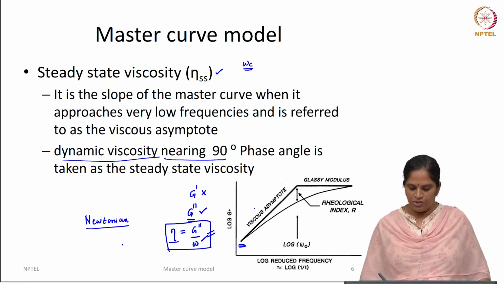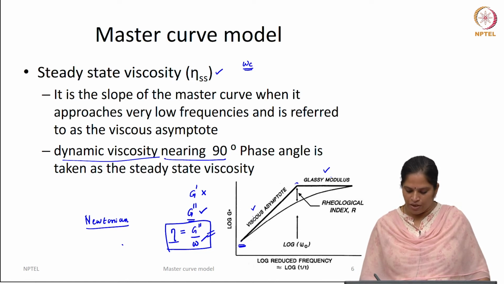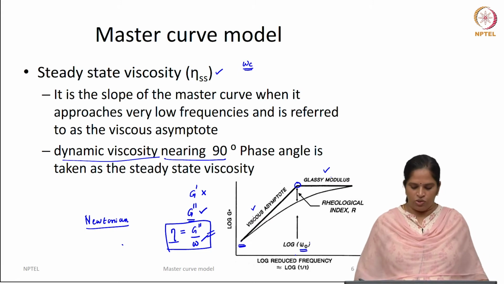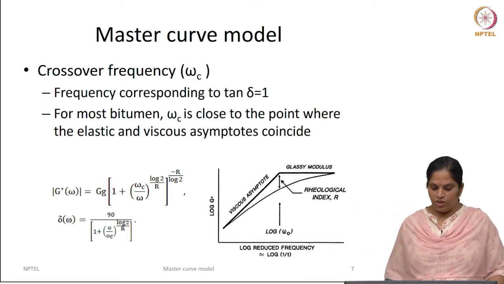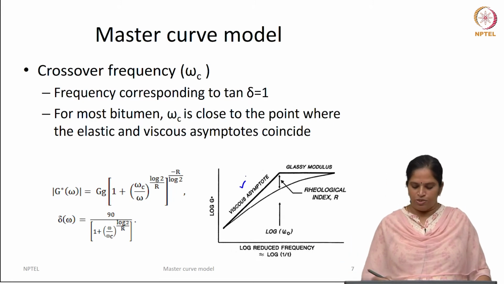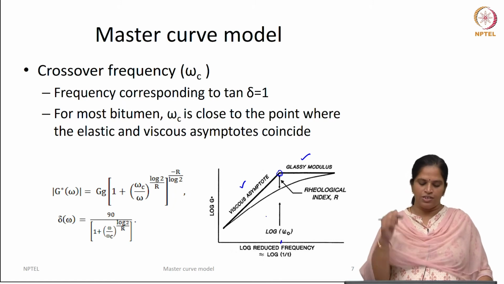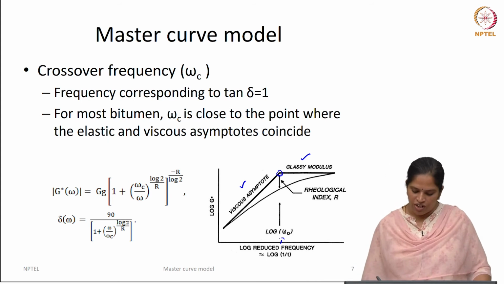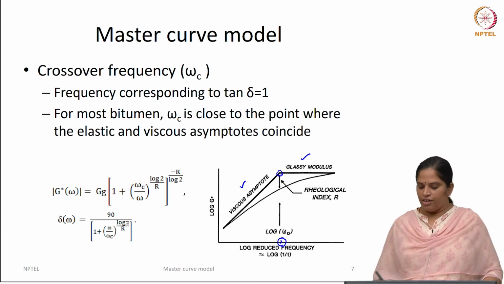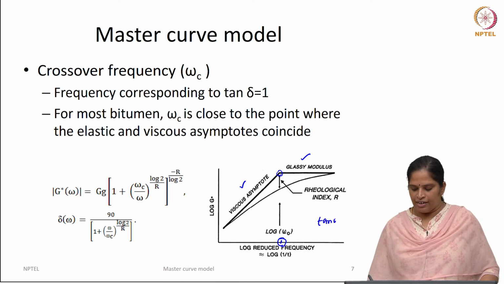So now get this value and construct a viscous asymptote. So you have two asymptotes here, the viscous asymptote and the glassy asymptote. The viscous asymptote and the glassy asymptote will meet at one point, and the corresponding frequency is what we call the crossover frequency. The frequency corresponding to that point is the crossover frequency. This crossover frequency was found to coincide at a point where tan delta equals 1.